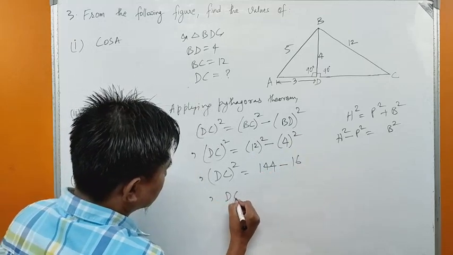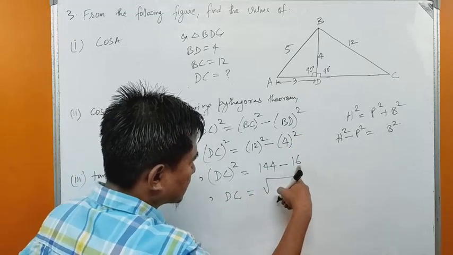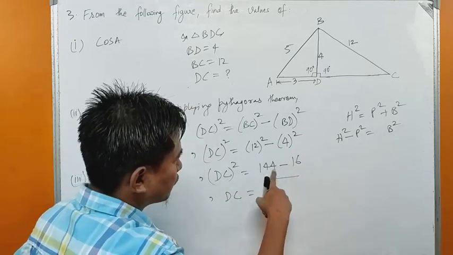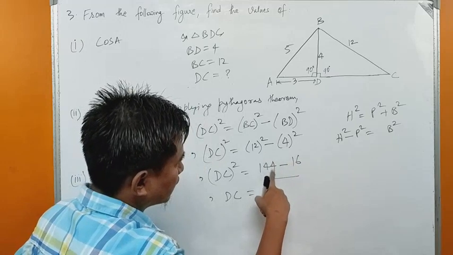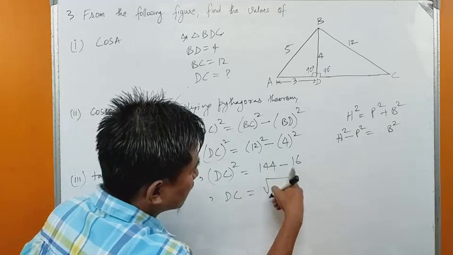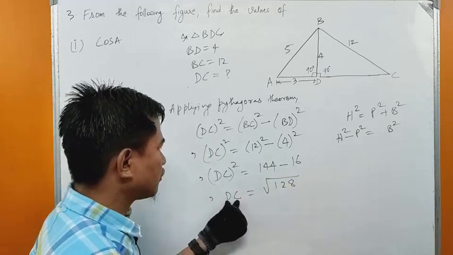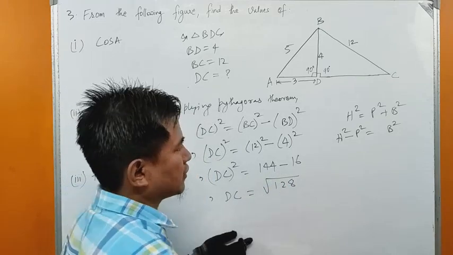Or DC equals square root of 144 minus 16. We cannot subtract 6 from 4, so 14 we borrow here. 14 minus 6 is 8, this becomes 13. 13 minus 1 is 12, isn't it? So DC equals root under 128.